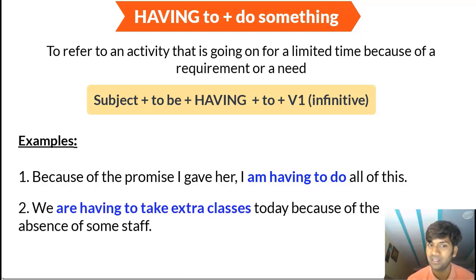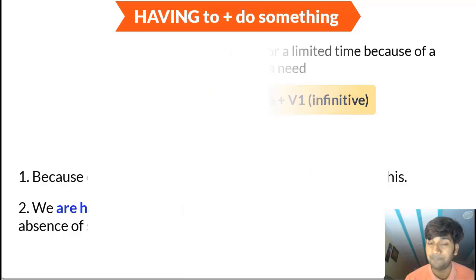Okay, another example. We're having to take extra classes today because of the absence of some staff. So we are doing something. We're taking the extra classes today because of the absence of some staff. Because of this, we're having to do it. We're taking the extra class today, and obviously it will be over soon. It's for a short amount of time. All right. This is also one of the ways having is used, right?